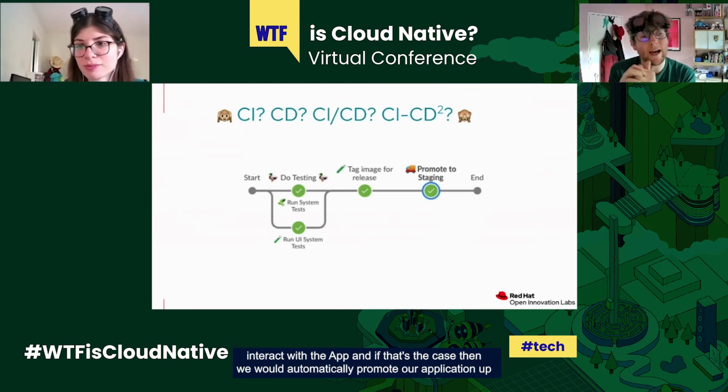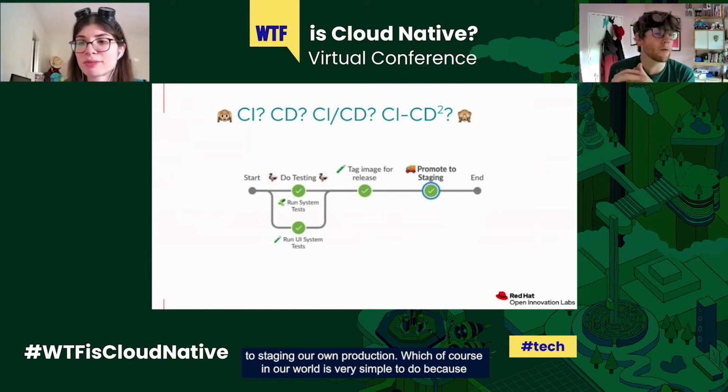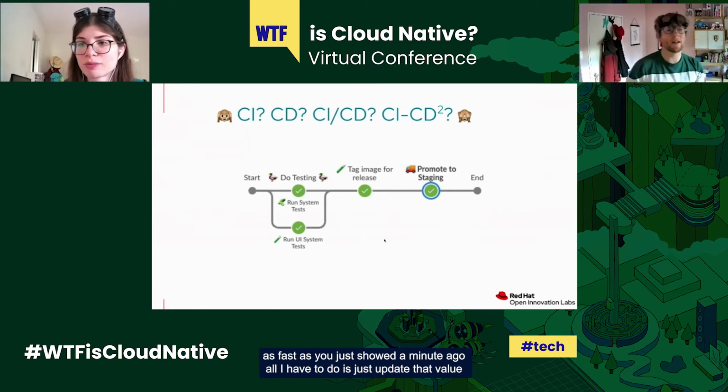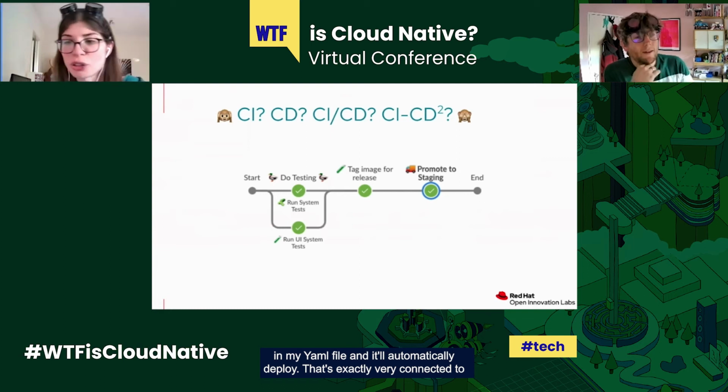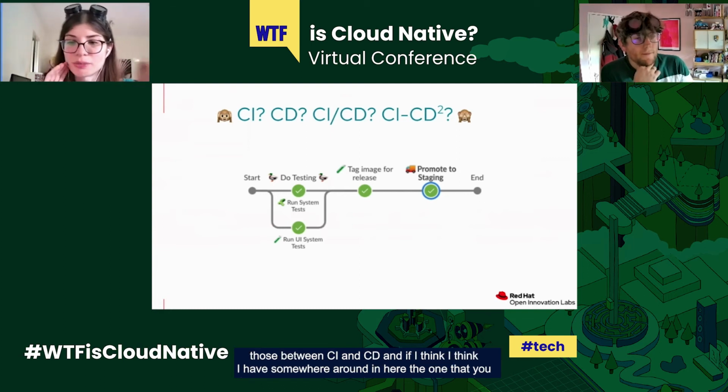And if that's the case, then we would automatically promote our application up to staging or on production, which of course in our world is very simple to do, because as Cansu you just showed a minute ago, all I have to do is just update that value in my YAML file and it automatically deploys for me. That's exactly why we connected the dots between CI and CD.